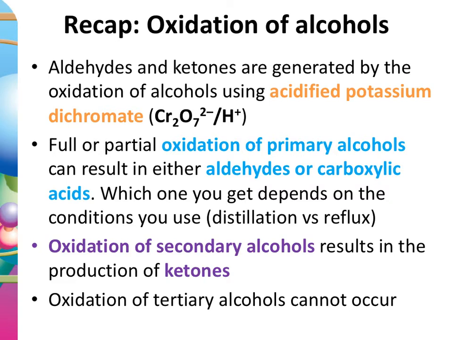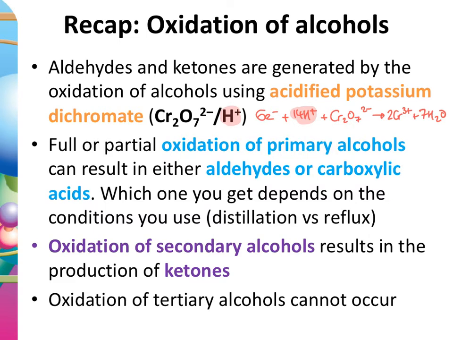Now, the reason why it's necessary is if we consider the half equation in which the chromium is reduced from +6 to +3, then when we constructed the half equation, we would have had 14 H+ ions, and that is the reason that we have to have acidified potassium dichromate. Without those H+ ions, the chromium wouldn't be reduced from +6 to +3.